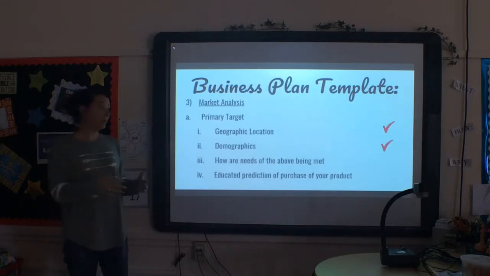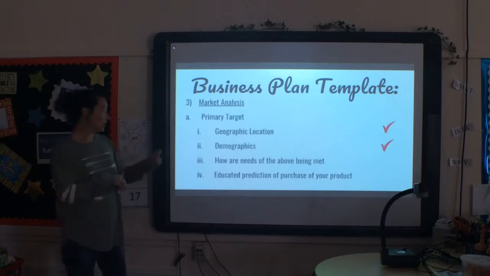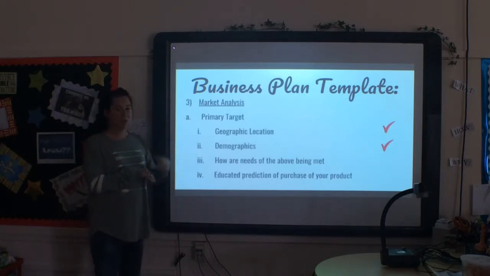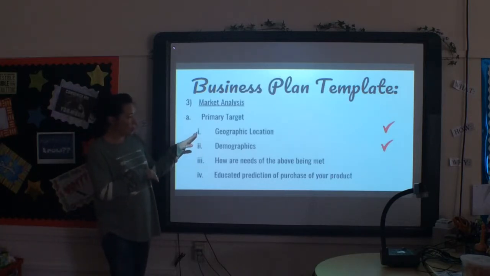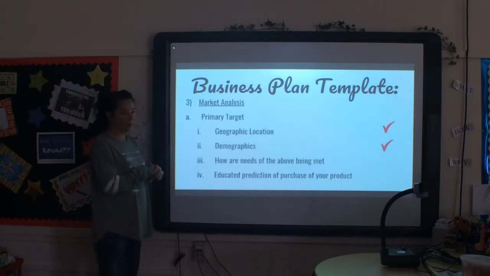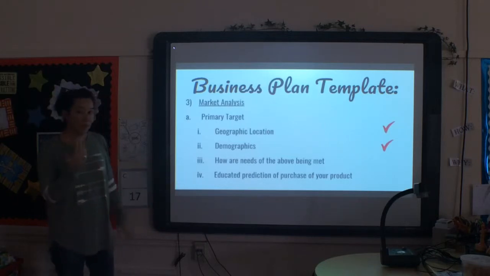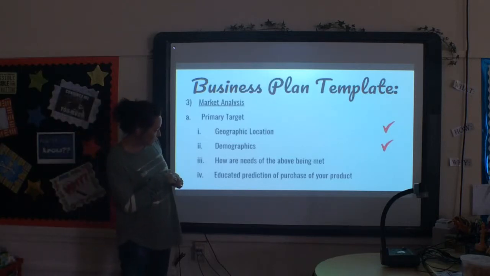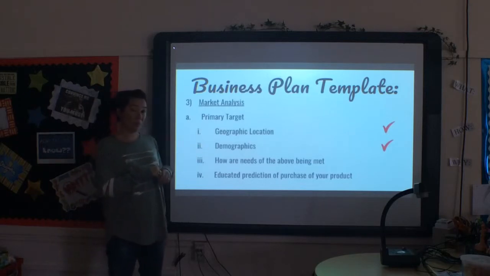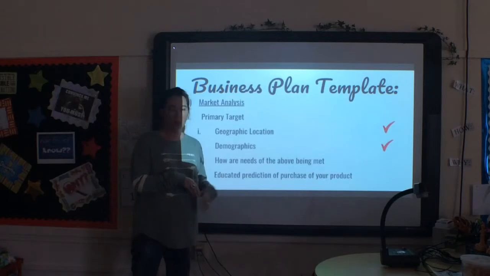Again, go back to your template, and you can see she went backwards and she talked about her market analysis. Her primary target, where was she going to sell it and to whom? So she talked about selling it to Grand Junction, that's her geographic location, and then her demographic were painters and interior painters. But again, you can see she did not hit how the needs of these two people were being met with her product, and she really didn't talk about any prediction of the purchase of her product.